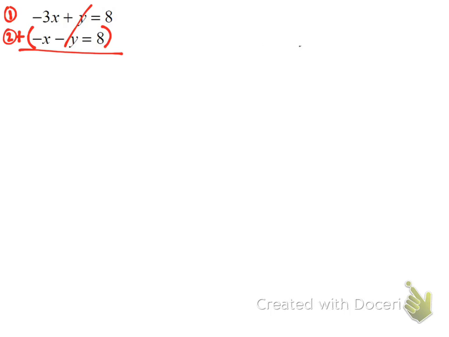So we're adding this whole second equation. Now we're going to work things out. We're going to add vertically. So -3x plus -x is -4x.